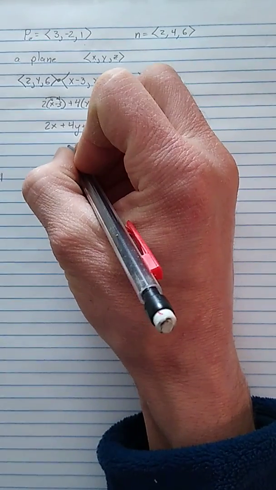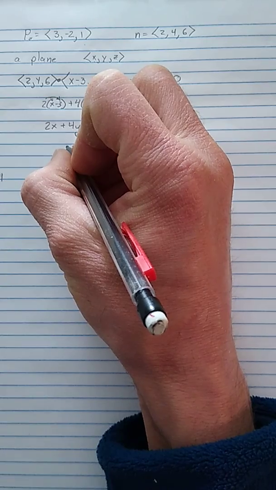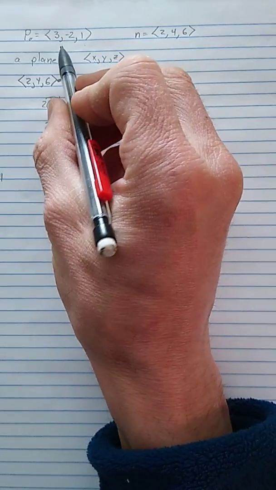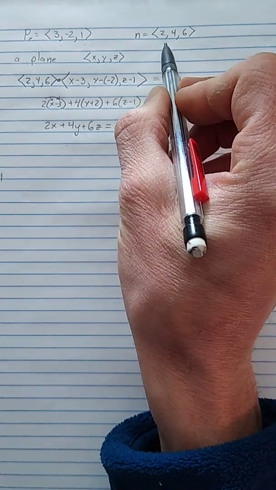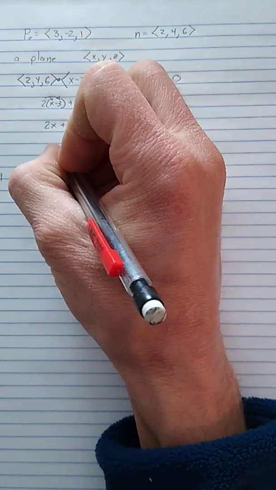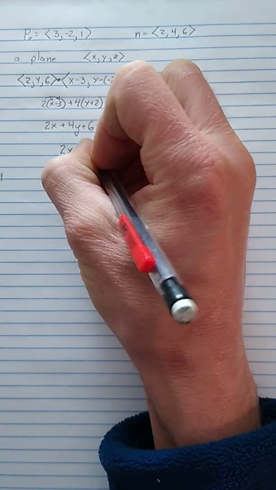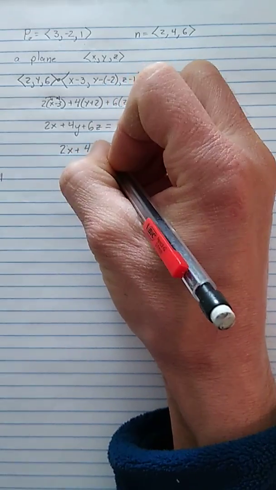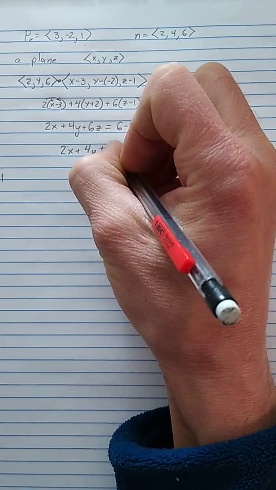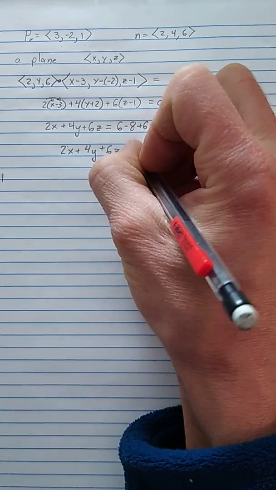Check. So simplifying the final equation, we get the equation of our plane through the point P naught with the normal vector n is the equation 2x plus 4y plus 6z equals 4. Okay, I hope that helps for that one.